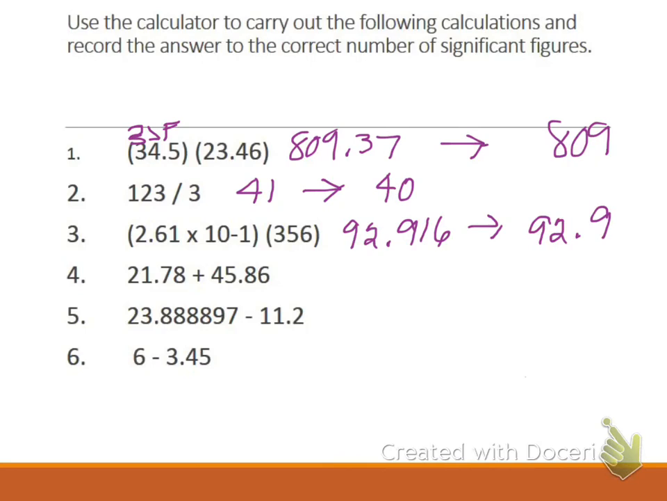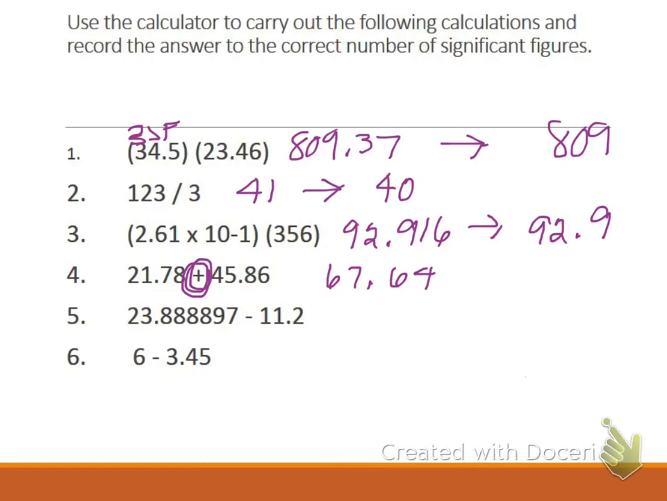Okay, this next one is adding and subtracting. So do we care about significant figures? No, we just care about decimals. They both have 2 decimals. I should probably come up with a different example there, right? So it's just 67.64.